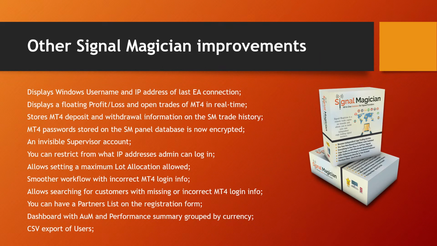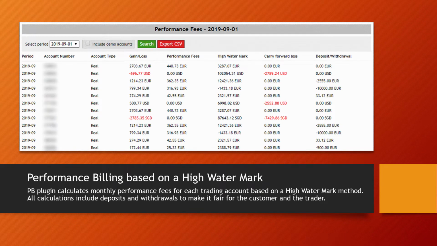Now, of course, there are some more improvements that are smaller, but really help you with the everyday management of your copy trading business, which is displaying of the IP address and the username from where your EA connected, and all kind of things. So I could go on and on with this list, but I want to take a look and discuss every single feature. So stick with me, and I will go through each of them one by one.